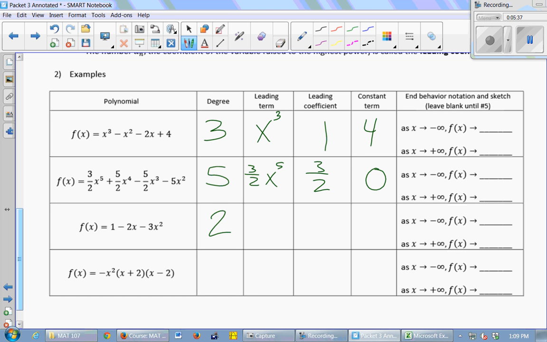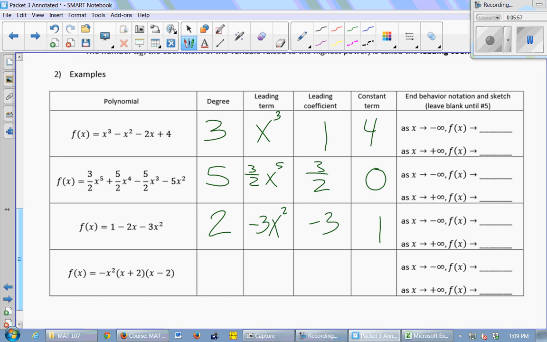Yep, highest power of x is 2. What's my leading term? It's negative 3x squared. Yeah, it's not necessarily the first term that shows up. It's the term that includes the highest power of x. So the leading coefficient would be negative 3. Constant term is 1.